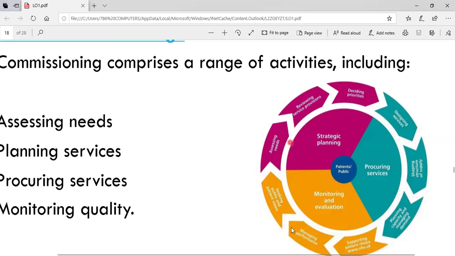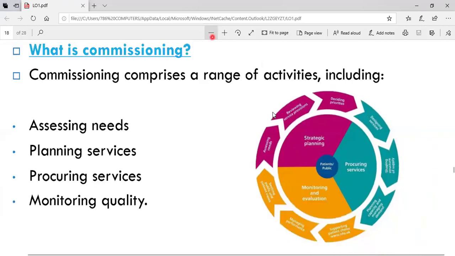So these are the measures where you manage performance, you're looking at what performance is happening, and you're supporting patient choice through it. And then the last in the circle is strategic planning. So you're assessing needs, which is obviously collected through data. What are the basic needs, reviewing service provisions and deciding what priorities are needed. So you don't have to prioritize everything. Obviously, the priorities are set and the most important are dealt with first.